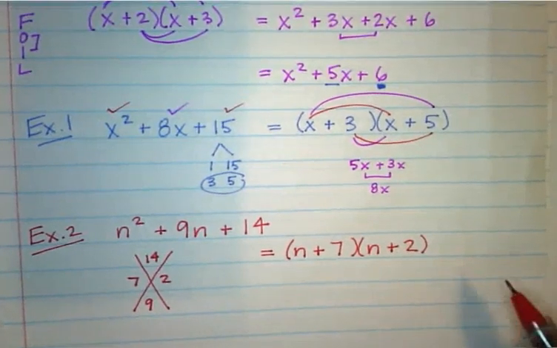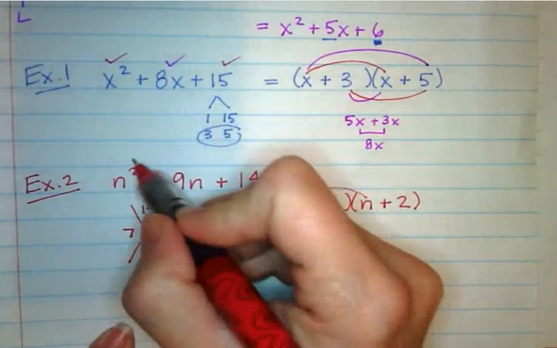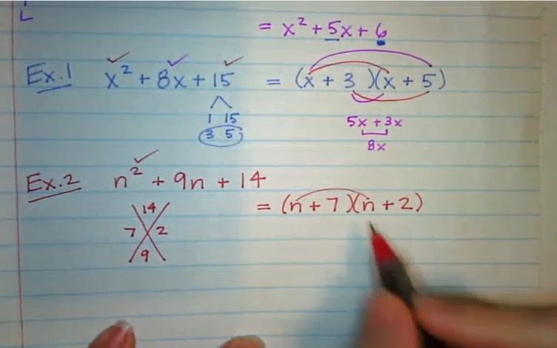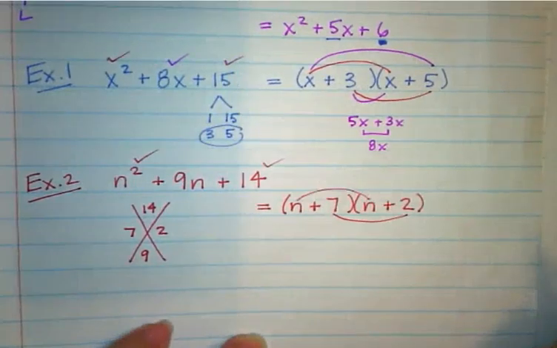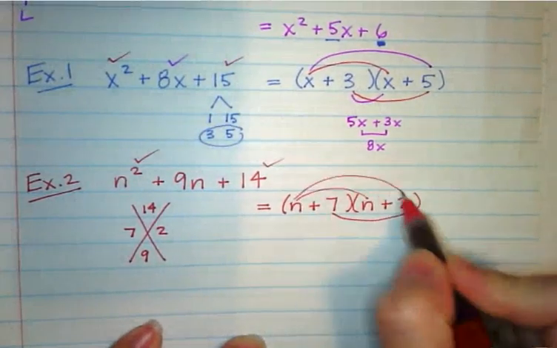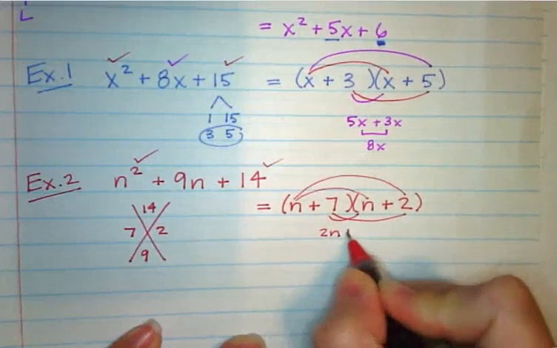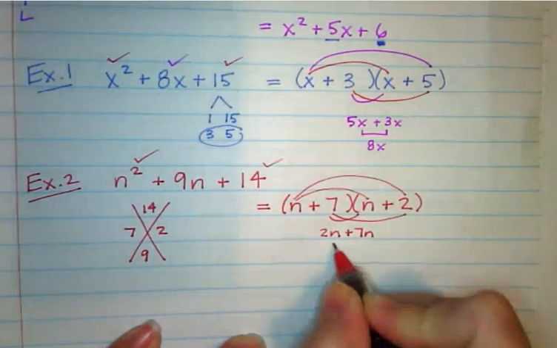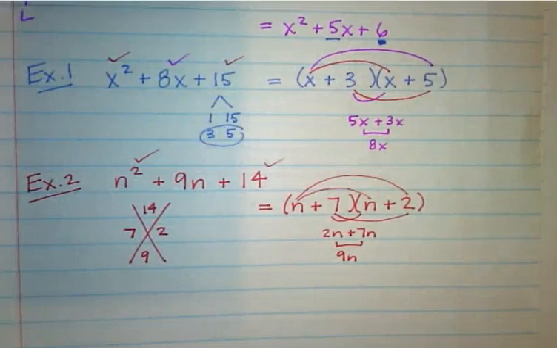And again, we can check this by FOILing. If we multiply the n times the n, we get n squared. If we do 7 times 2, we get 14. And if we do the outside, we get 2n. The inside, we get 7n. And those two combine to make 9n.